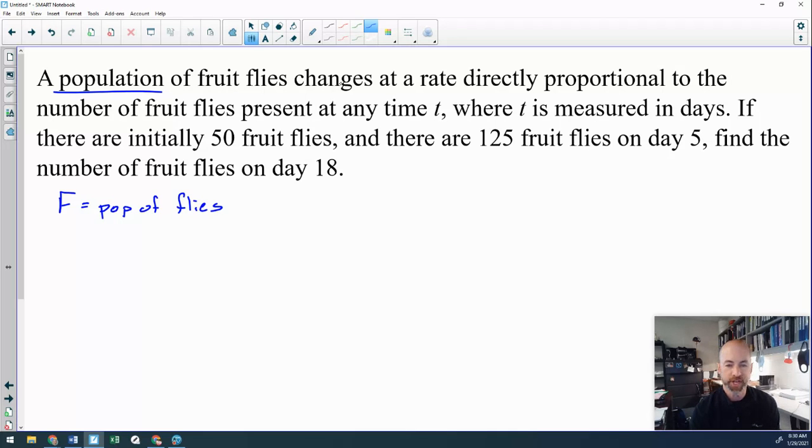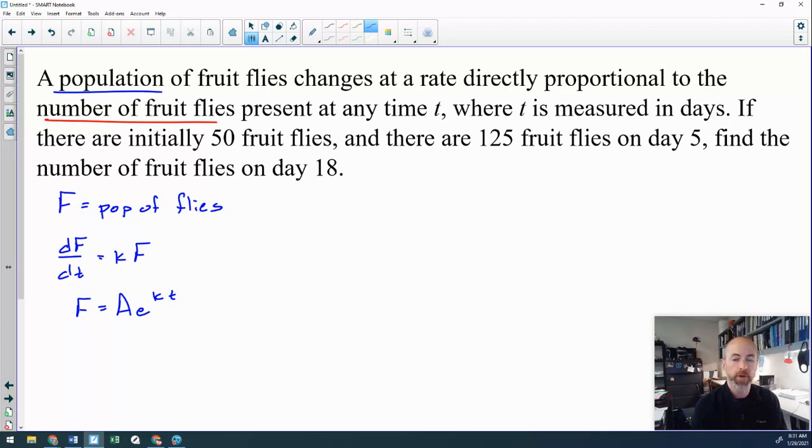So the population changes. That's a reference to F prime, which will be dF dt. The population changes at a rate directly proportional. So k times something, and we are directly proportional to the number of fruit flies present, which is F. And here we have that same setup for exponential growth, uninhibited exponential growth. And this differential equation shows up enough that I think it's worth just remembering that the solution will be F equals a e to the kt. Let's cut out some of those steps with the separation and the integration. It will ultimately solve to that.